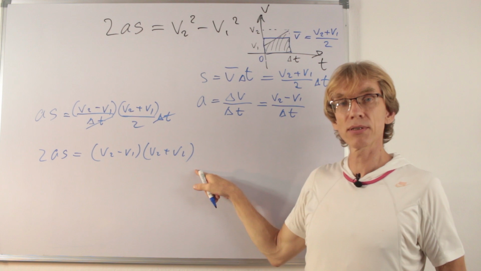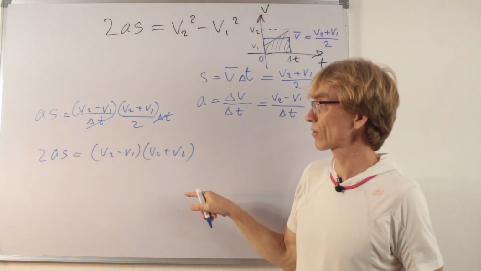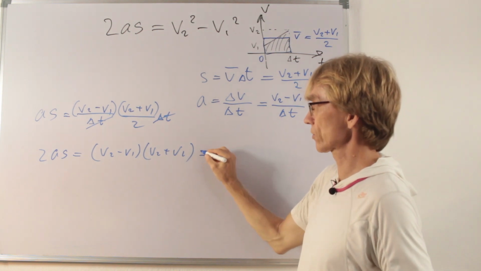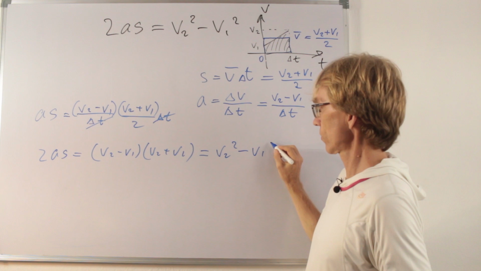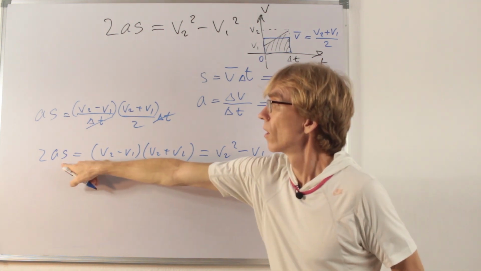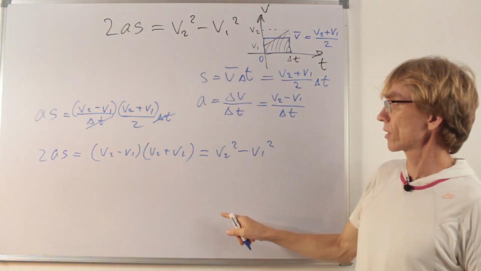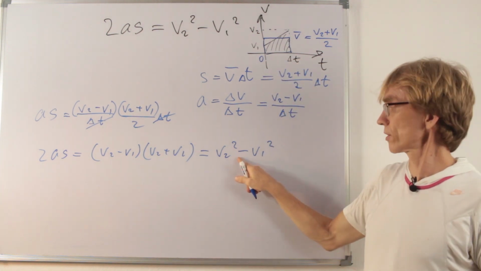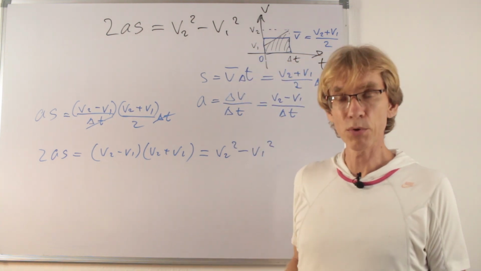This expression itself, you know from algebra, is a difference of squares. If you open the brackets, we get just this: v2 squared minus v1 squared. We got the formula finally. 2as equals the square of final velocity minus the square of initial. Fine, we derived the formula.